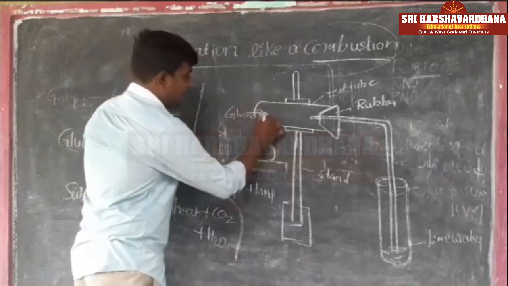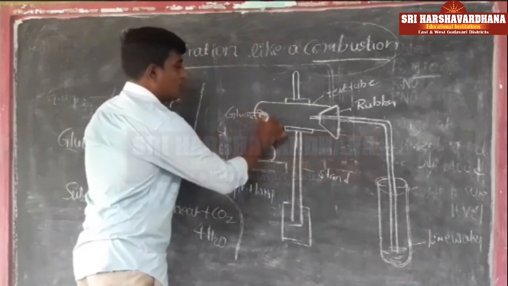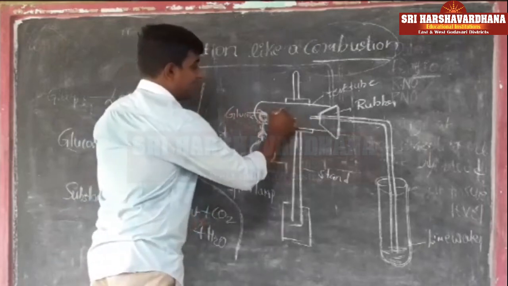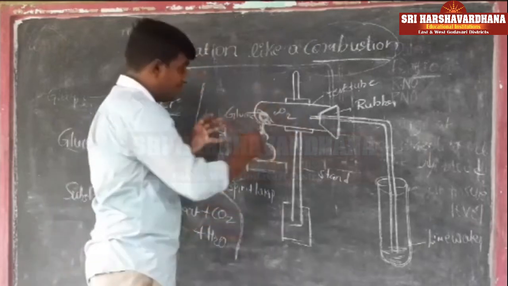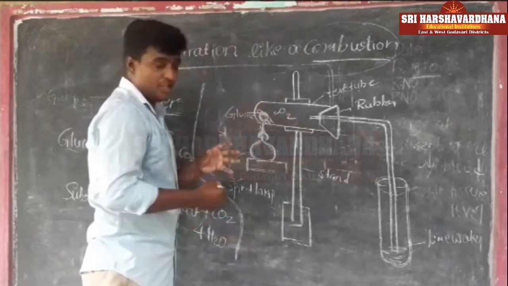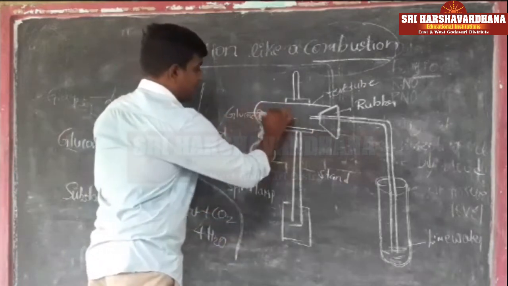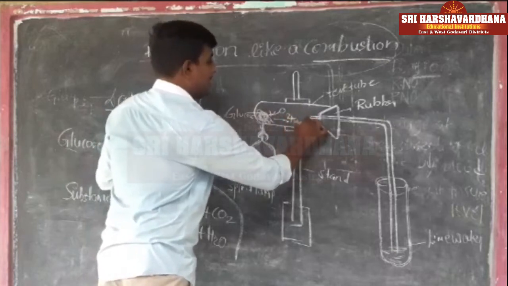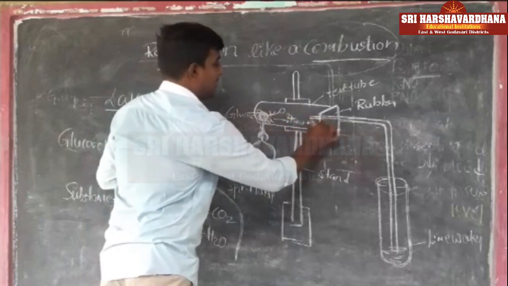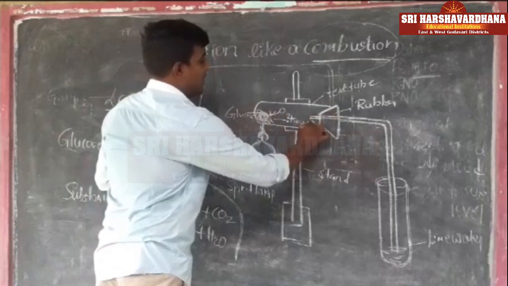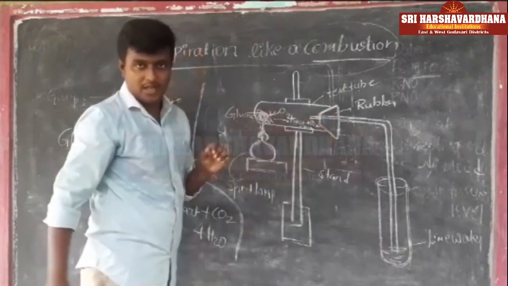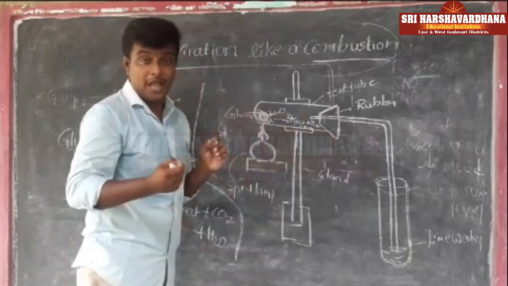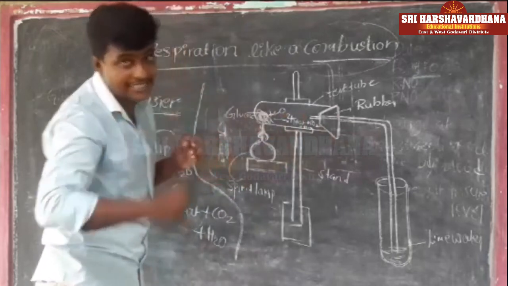So when the flame is burning the glucose solution, the glucose solution reacts with whatever oxygen is inside the test tube. When the glucose solution reacts with the oxygen, it liberates heat, and at the same time it liberates CO2 and a little amount of water. The water liberated is very small in quantity, and that's why we cannot see it.